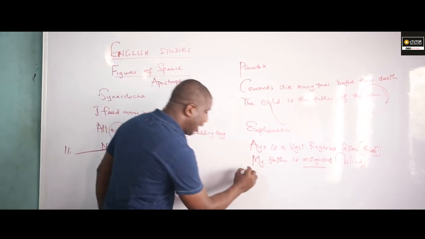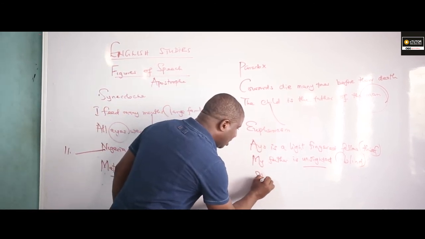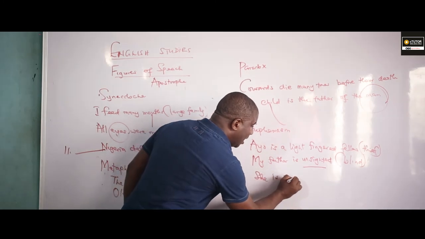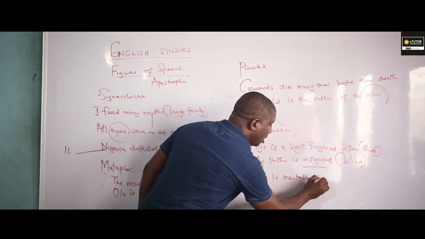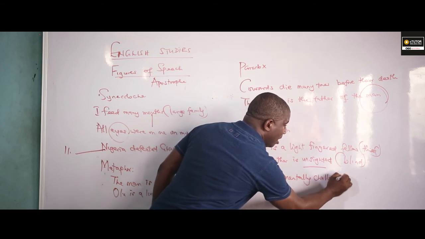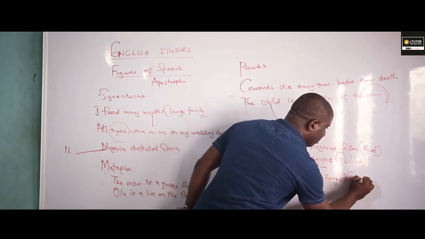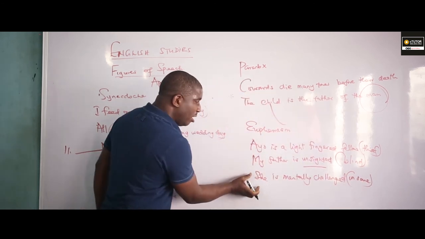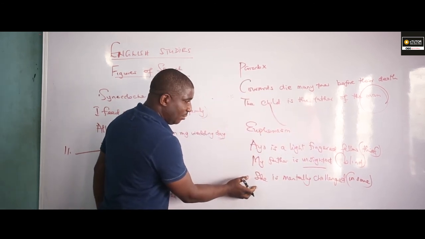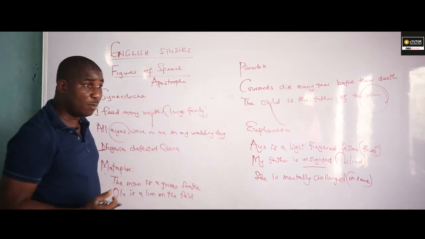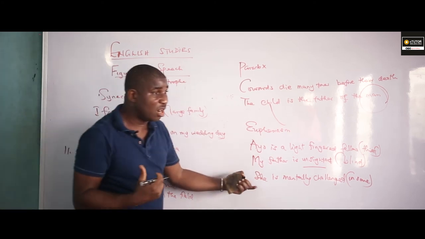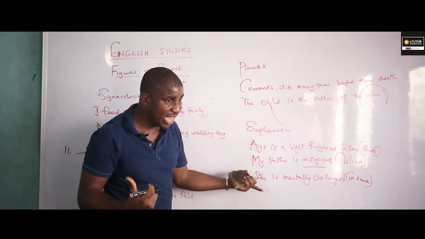Or if I say she is mentally challenged, that means she's what? Insane. Okay. So this is what? Euphemism. That means she's not normal. That means the person has run amok. Am I communicating? Yes. Okay.